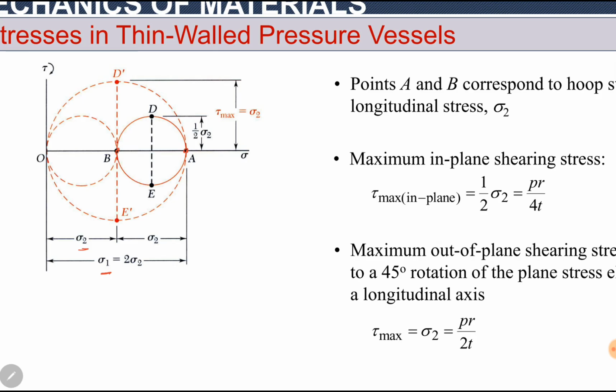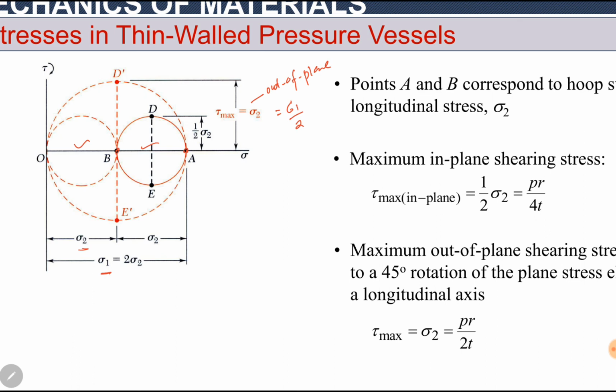This is a state of plane stress. So both of the other circles will be dotted circles, out-of-plane circles. These two circles must have the same diameter, because sigma 1 is 2 times sigma 2, so these two have the same radius. The outer circle gives us maximum shear stress, and in this case the outer circle is an out-of-plane circle. So this tau maximum is out of plane, which is equal to the radius of the outer circle, which is equal to sigma 1 by 2 or sigma 2.